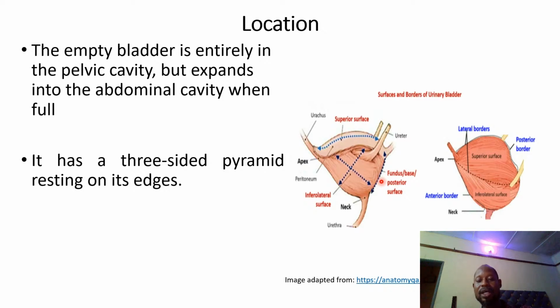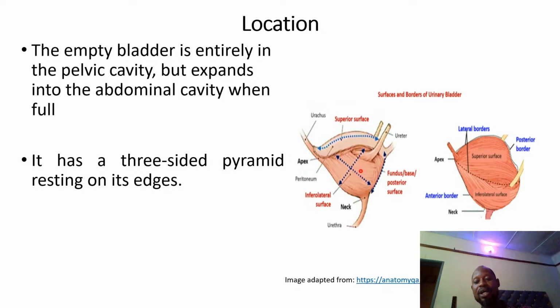And then this is one inferolateral surface, which is seen here. And then you have another part, the anterior border, which is also shown. And then there's a posterior border and then the lateral border. When viewed from one side, you're seeing an inferolateral surface. The same thing here.